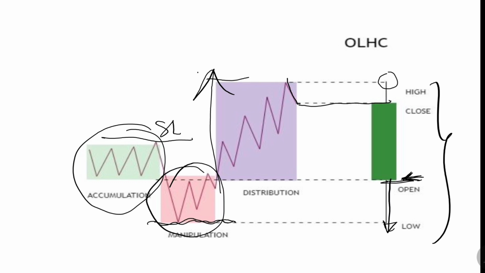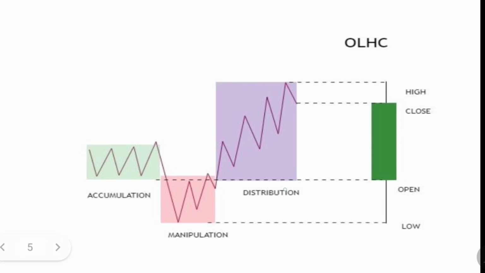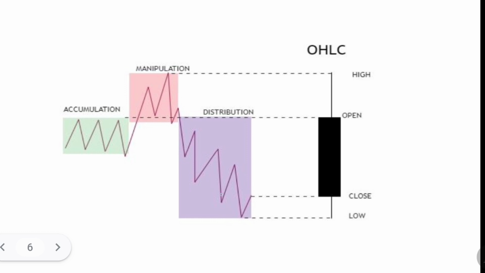All right, so this is the market open on one candle. This is the low of the day right there. This is the high of the day, and this is the close. This is for the buy scenario. For a sell scenario, just a similar one.